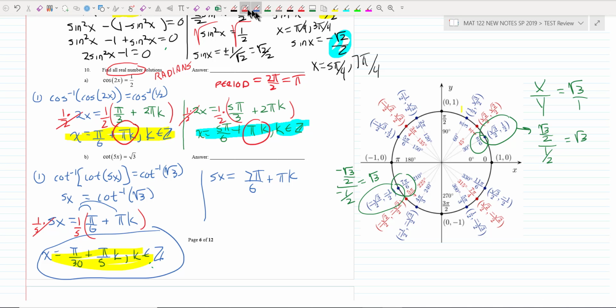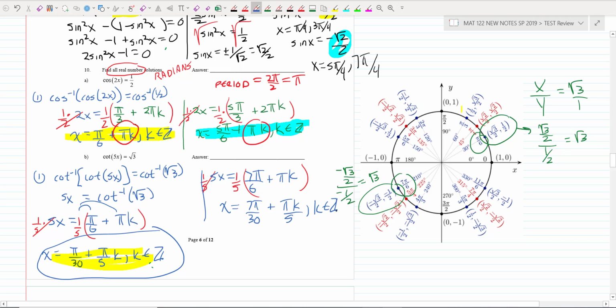If you went over here, this is unnecessary. If you multiplied both sides by a fifth here, you would end up basically getting this. You would get x equals 7 pi over 30 plus pi k over 5, if you want to write it that way, with k being an integer.